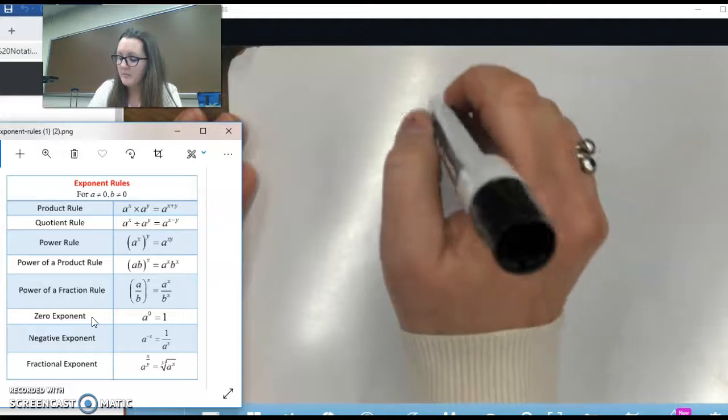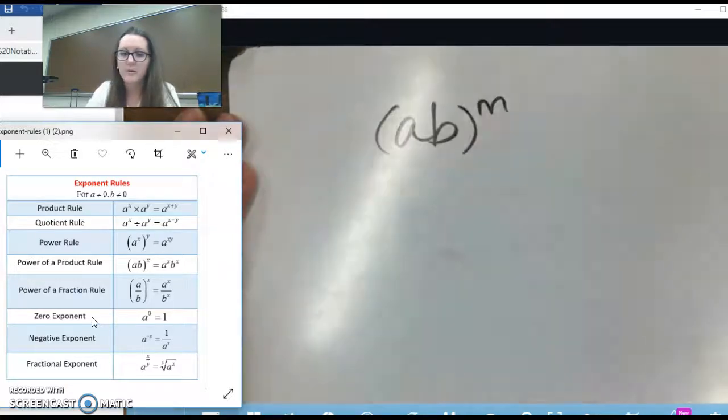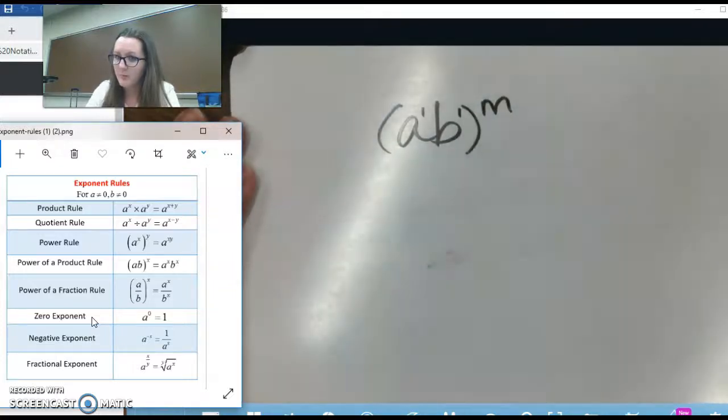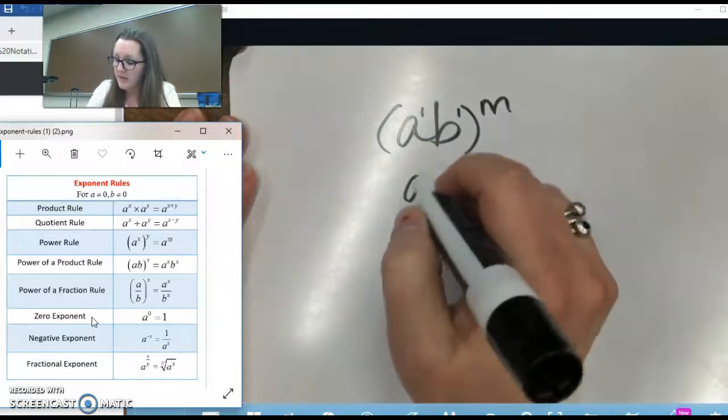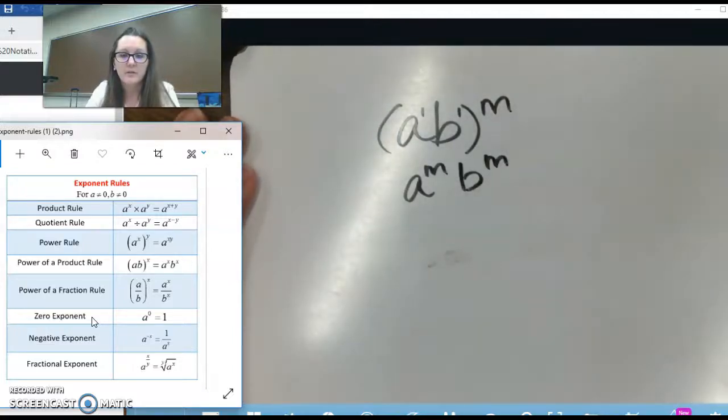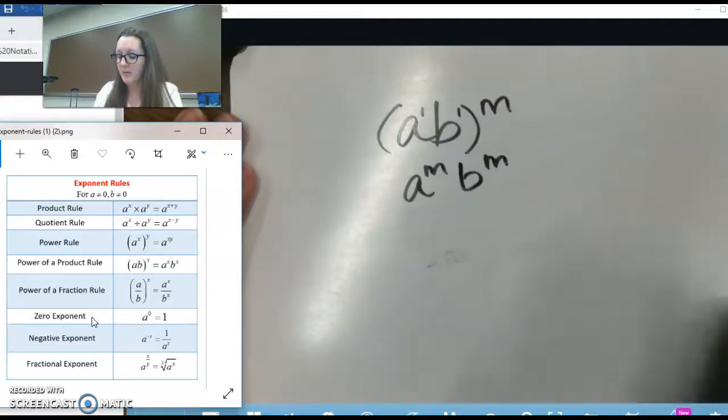Do the next one. (ab) to the m power. Notice your parentheses there, that means it's a power of a product rule. If this is a to the 1 power and b to the 1 power, then this means it's a to the 1 times m and b to the 1 times m. So your answer here is a to the m power times b to the m power.